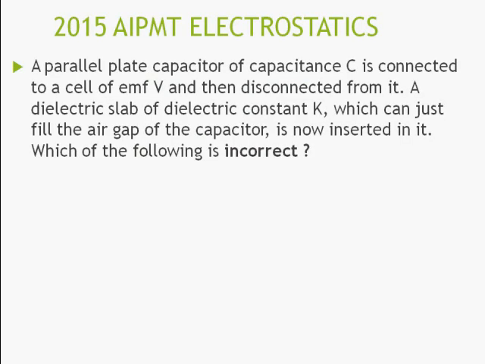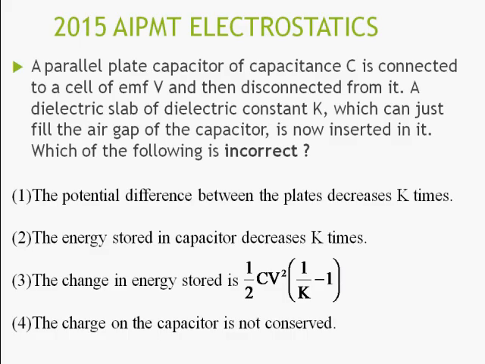The 2015 AIPMT question was: a parallel plate capacitor of capacitance C is connected to a cell of EMF V and then disconnected from it. A dielectric slab of dielectric constant K, which can just fill the air gap of the capacitor, is now inserted in it. Which of the following is incorrect? We have been given 4 options.